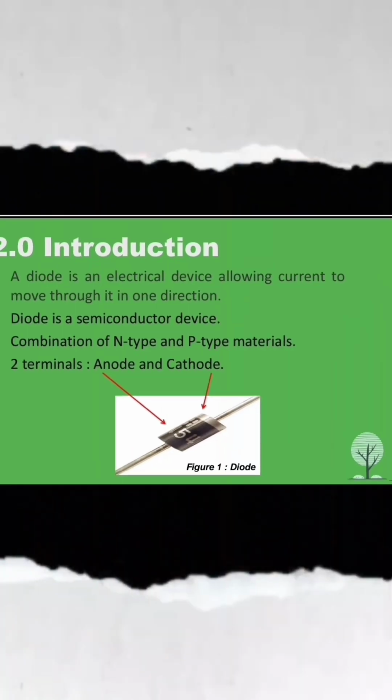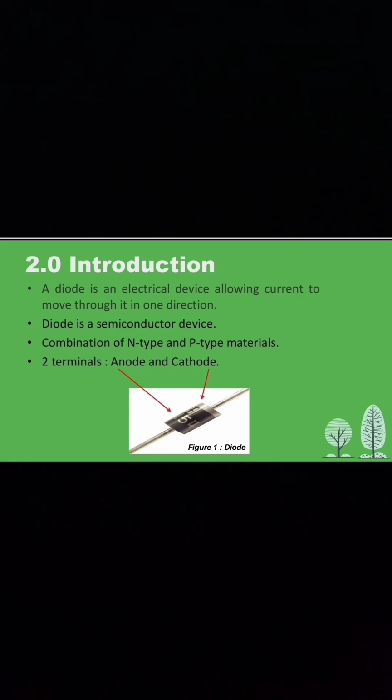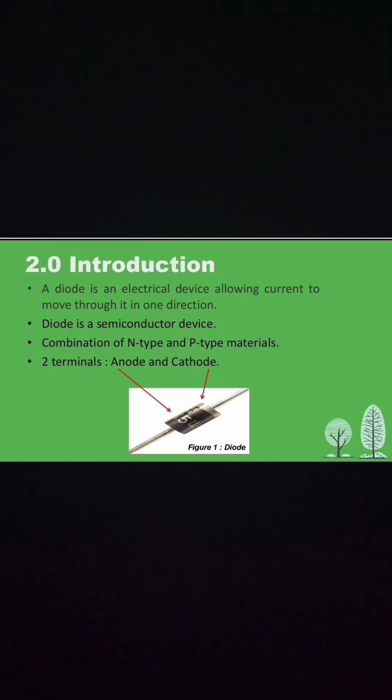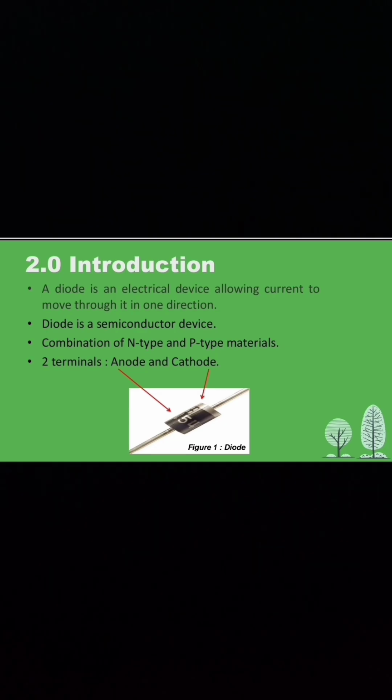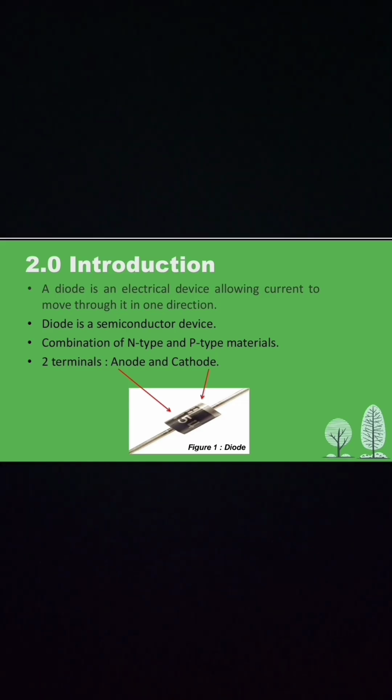Today I will be presenting practical work 2 entitled Diode as a Rectifier and Clipper. A diode is a semiconductor device that allows current to pass only in one direction. It is made by combining P-type and N-type materials forming a PN junction. The two terminals are called the anode and cathode. In forward bias, current flows, and in reverse bias, it blocks. This simple behavior is essential in many circuits, especially for converting AC to DC.